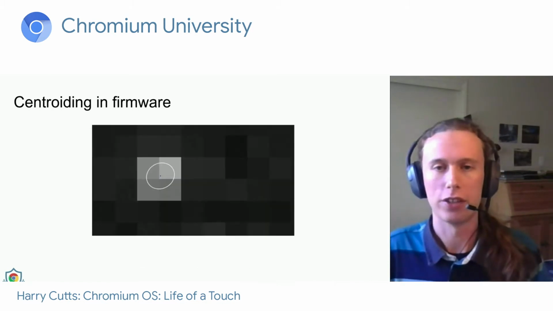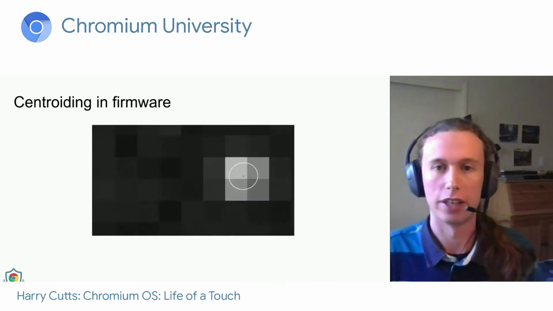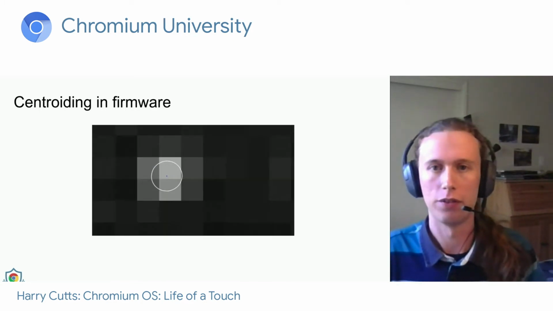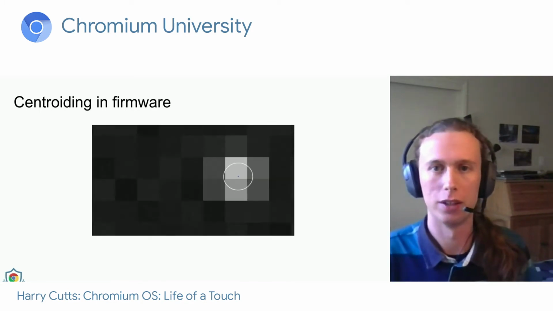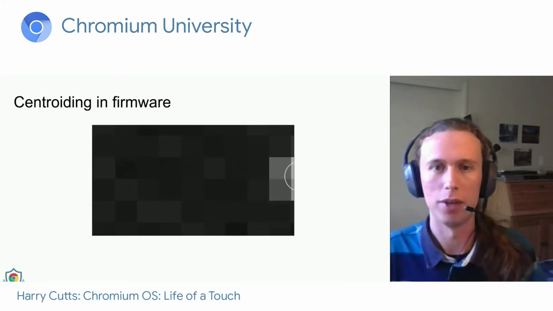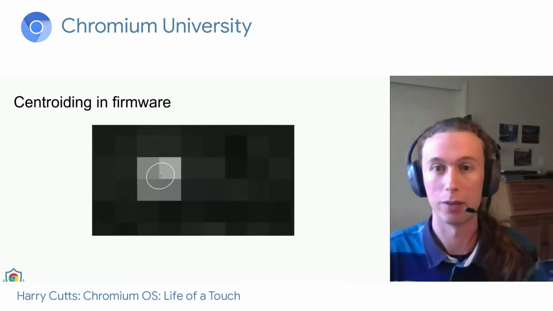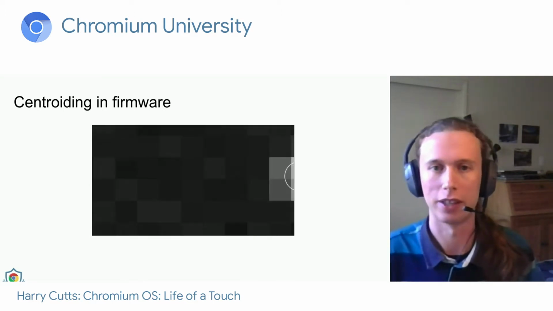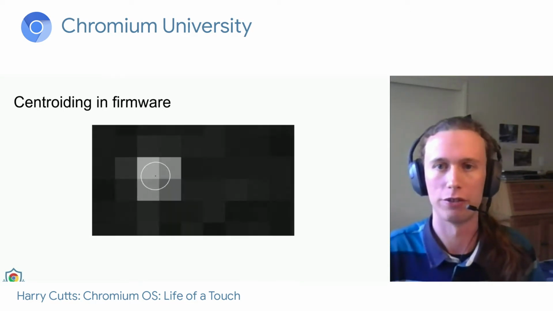This animation shows the centroiding in action, and you can see that the center of the finger, represented by the dot in the middle, has a much better resolution than the heat map overall, because even though we've got 1 line every 5 millimeters here, we're getting nice smooth movement in the centroid.